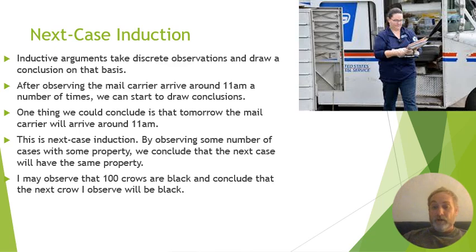One type of conclusion I could draw: I've watched the mail carrier show up at 11 a.m. for a week straight, and now it's Monday at 9 a.m. I could say, hey, the next time the mail carrier comes, it's going to be around 11 a.m. This is next case induction. We're observing some number of cases with some property, and we conclude that the next observation will have the same property. So for another argument of this sort, I might observe 100 crows, the bird, and observe that they're all black. And I might draw the conclusion after seeing 100 black crows that the next crow I observe will be black. So this is next case induction.